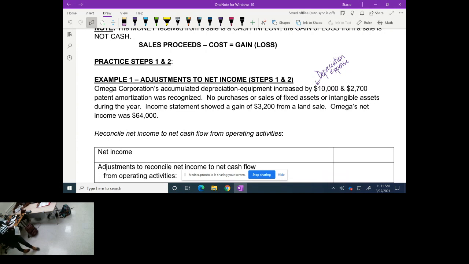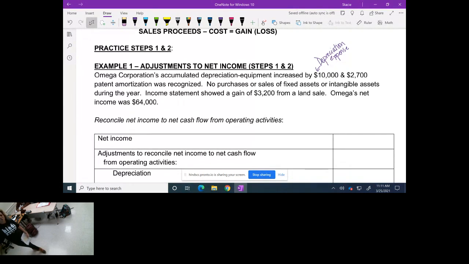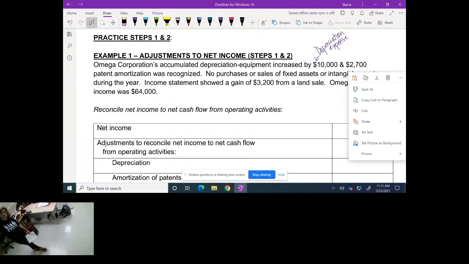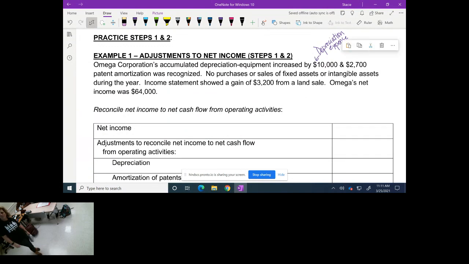So let's look at the first problem here, just to kind of see how this works. Omega Corporation's accumulated depreciation for equipment increased by $10,000. So if their accumulated depreciation increased by $10,000, what's the other side of that? How would you get accumulated depreciation to increase? Debit depreciation expense, credit accumulated depreciation.